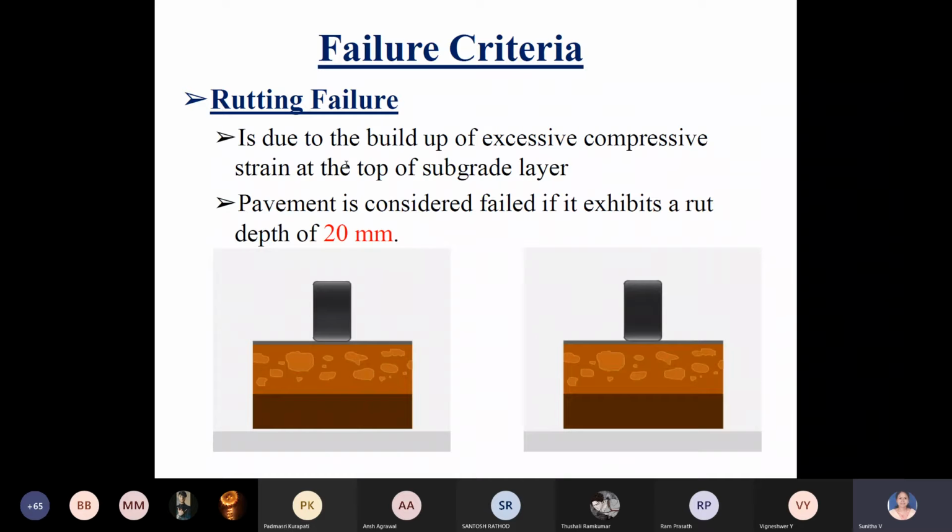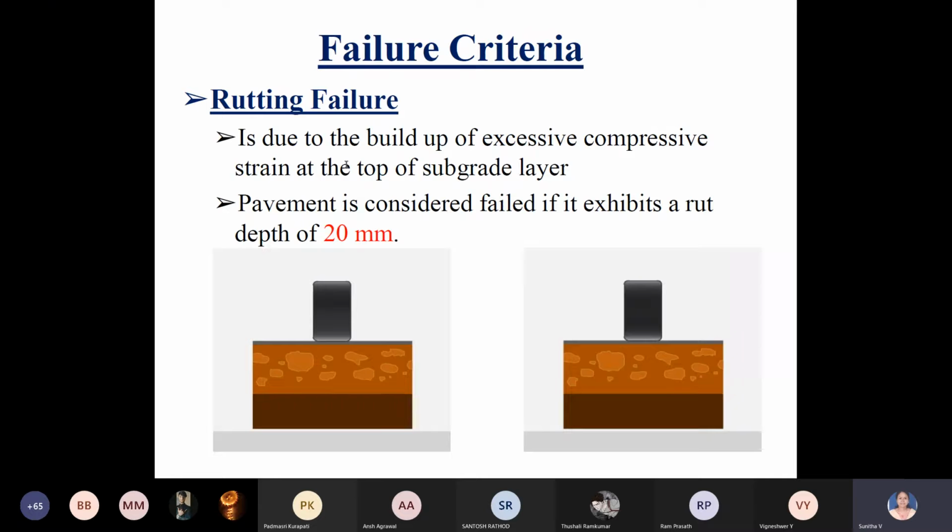So what do you mean by rutting? Rutting is the failure, or the depressions, occurring on the pavement along the wheel path. Whenever a vehicle is running, only where the wheel is going, along that path alone you can see some depressions.